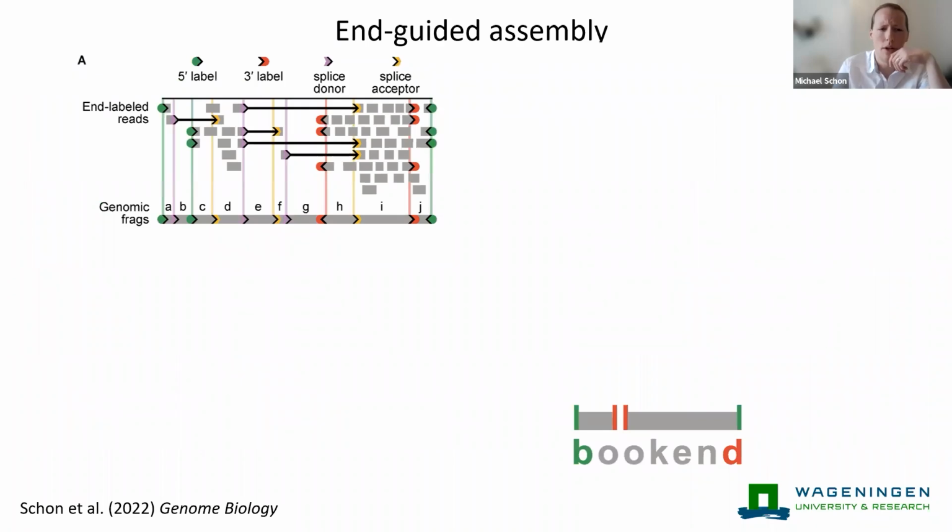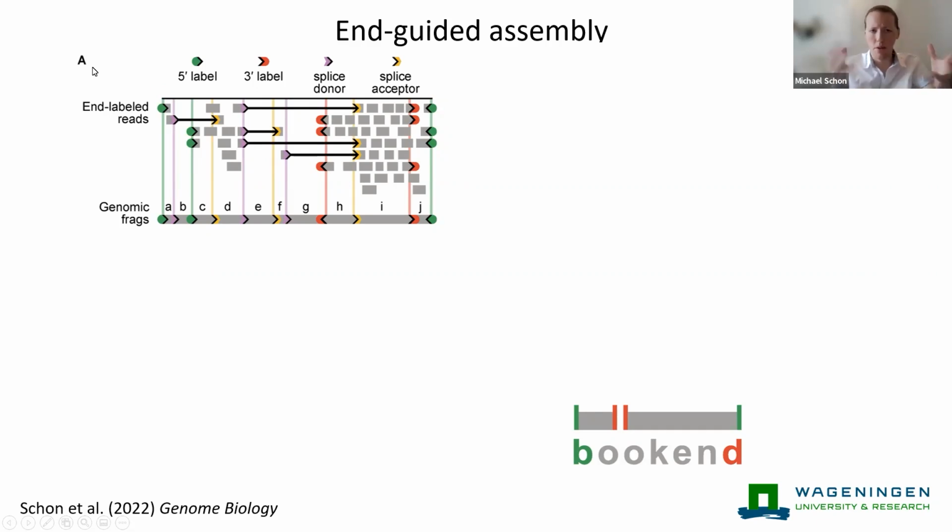And so without going into exhaustive detail of the algorithm itself, the essence here is that the genome is broken up into genomic fragments or regions that overlap observed reads, and they are divided up based on different border sites. So a 5' or a 3' label acts as a boundary. And you can see the boundaries here in red and green, and also splice donor and acceptor sites.